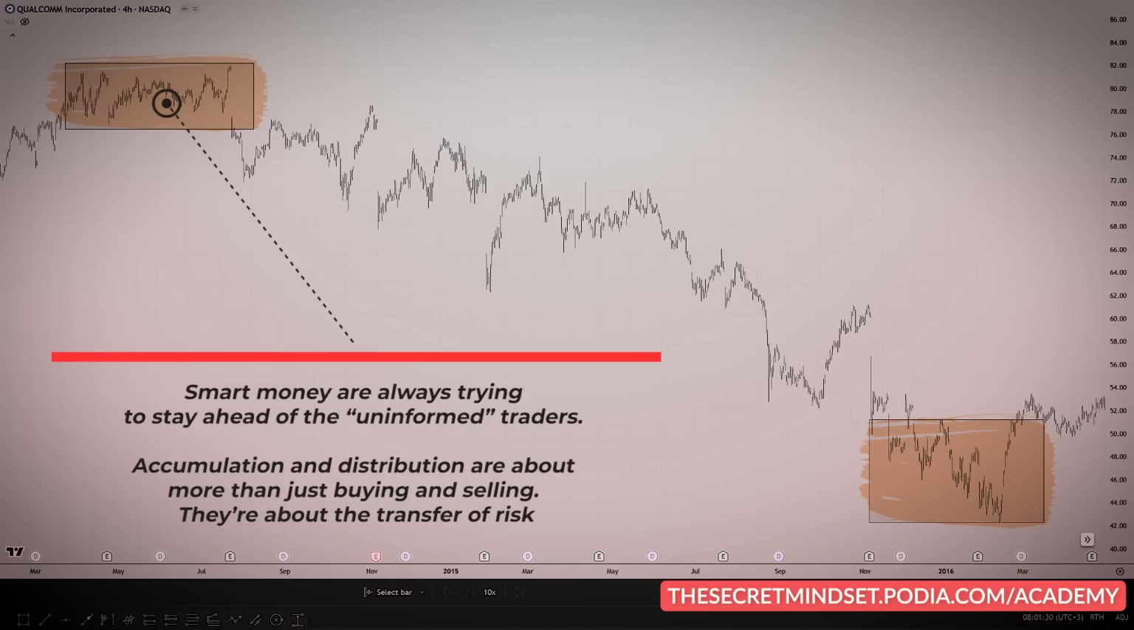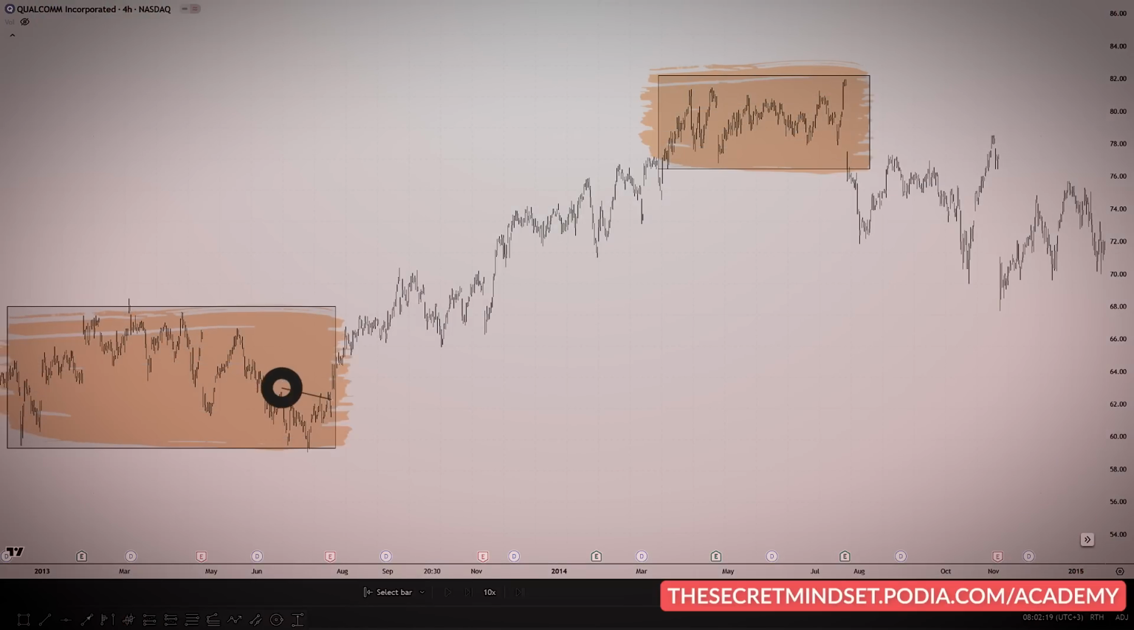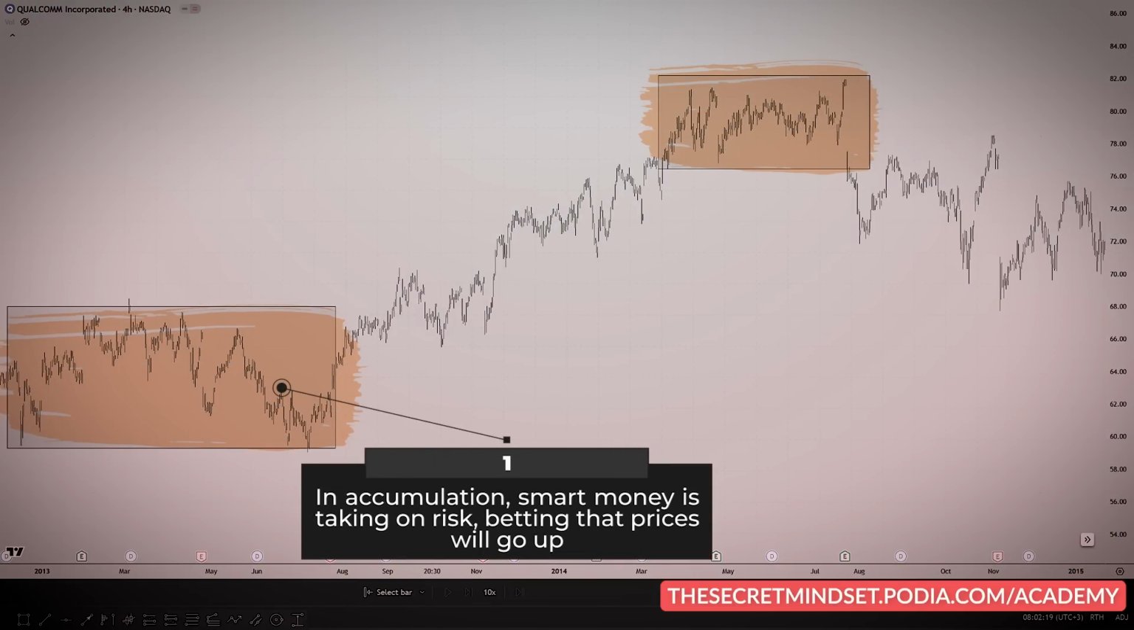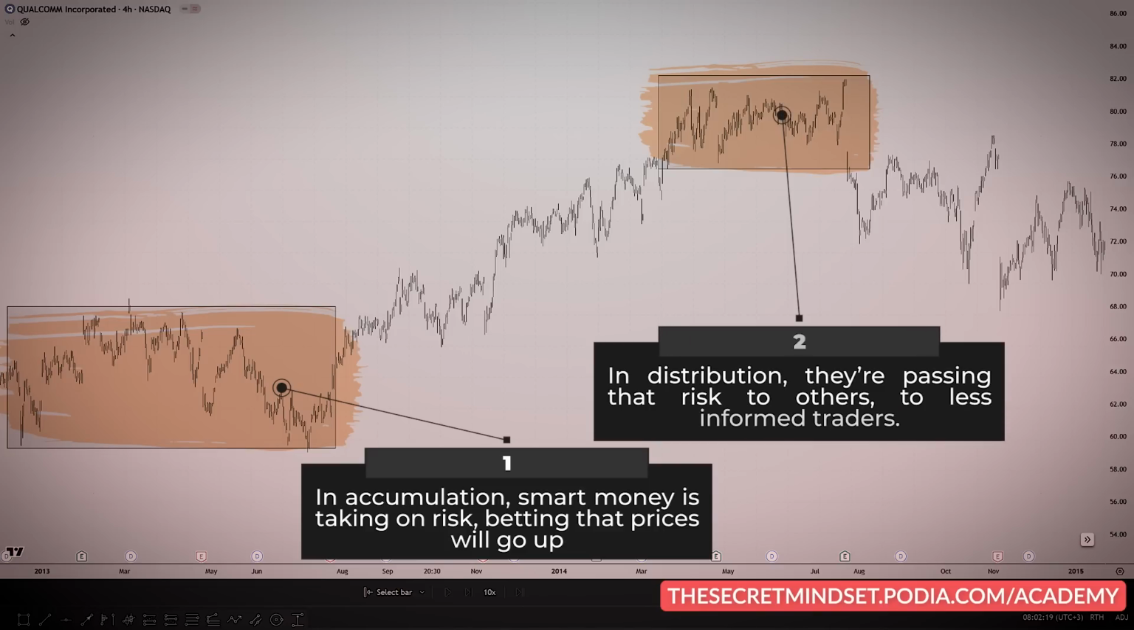Remember this: accumulation and distribution are about more than just buying and selling. They're about the transfer of risk. In accumulation, smart money is taking on risk, betting that prices will go up. In distribution, they are passing that risk to others, to less informed traders.